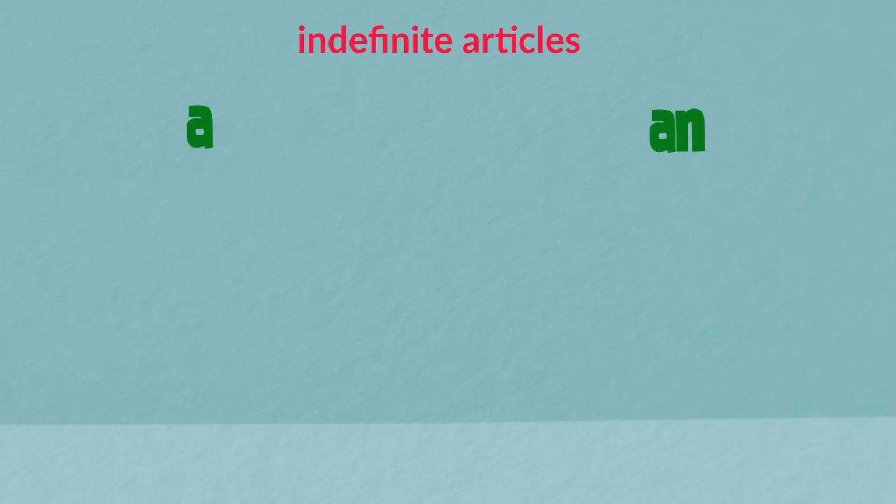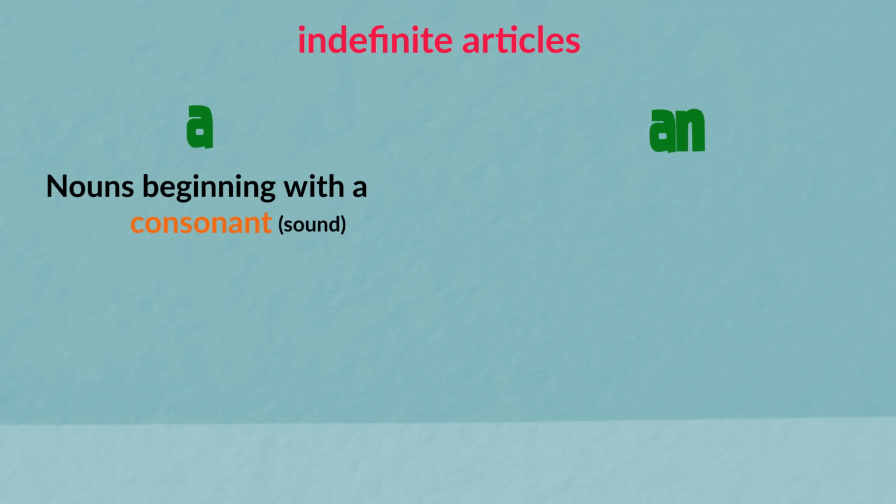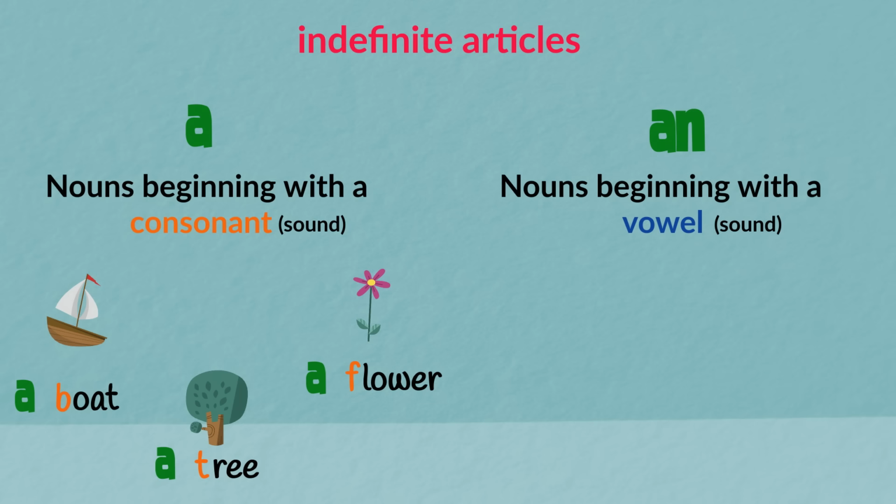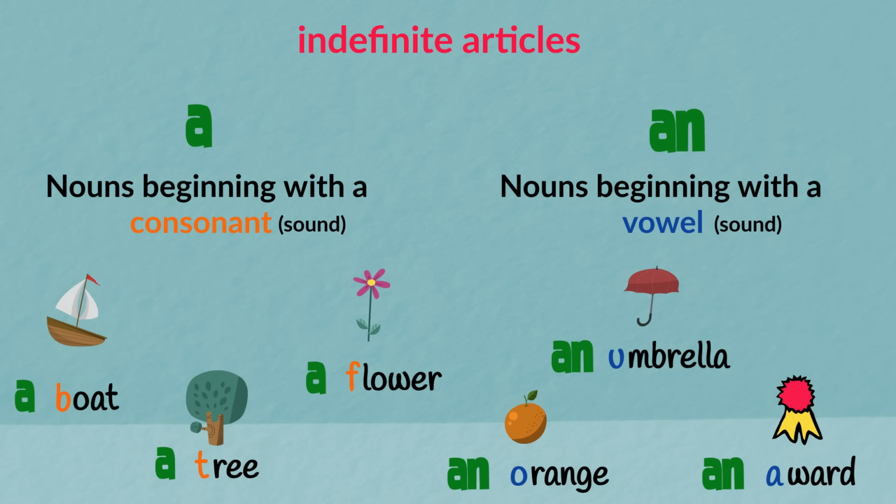Why are there 2 indefinite articles? A is used for nouns beginning with a consonant. A boat, a tree, a flower. An is used for nouns beginning with a vowel. For example, an orange, an umbrella, an award.